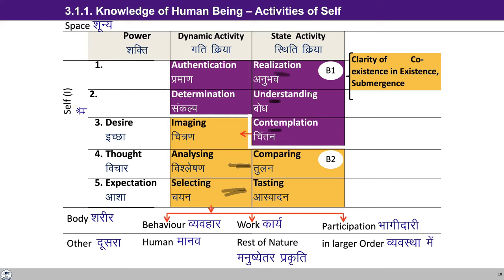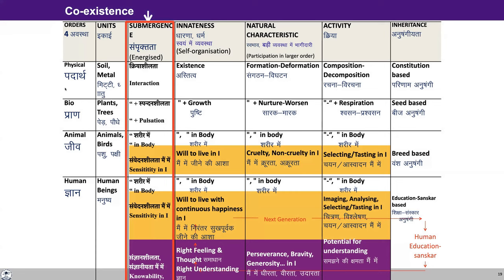And this is how the self observes different aspects of reality. So I hope this is clear to you. So we can see here that through realization, I'm able to see the submergence. Through understanding, I'm able to see the innateness, and through contemplation, I'm able to see the natural characteristic. And this is the way I observe the essence of the reality, isn't it, of all the four orders.